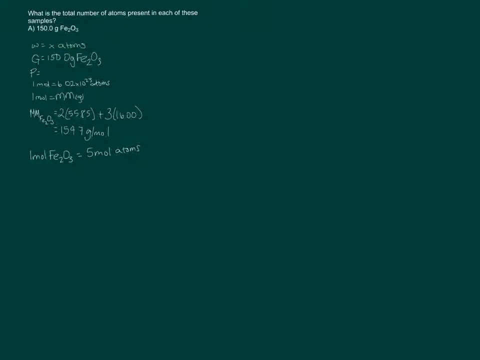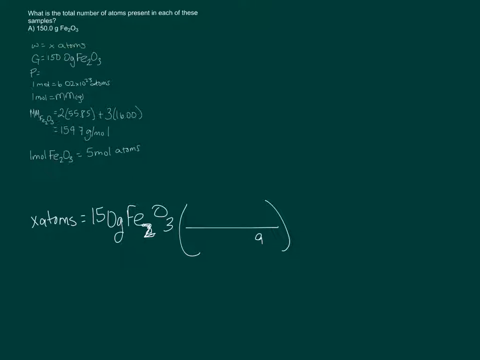So let's go ahead and use our given. We always start with our given. So I'm looking for X atoms and 150 grams of iron 3 oxide. Got a little carried away. All right, first conversion factor. What unit do we want to get rid of? Well, we want to get rid of the gram. Grams of Fe2O3.